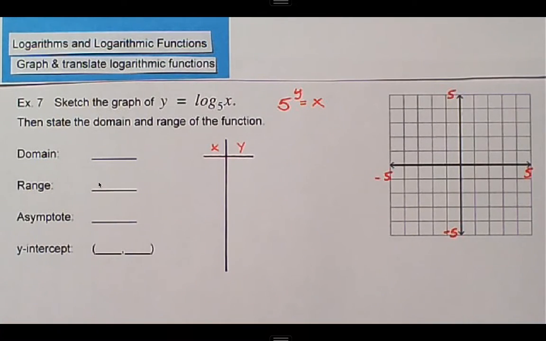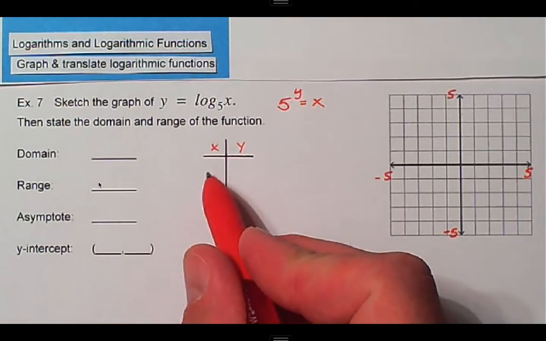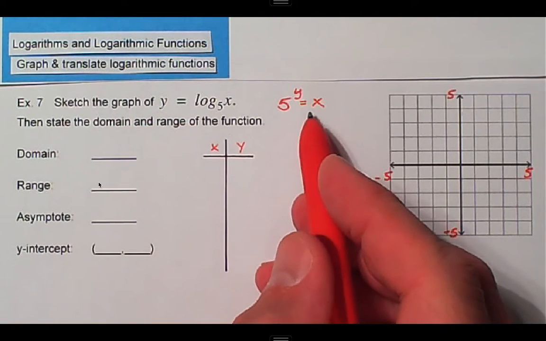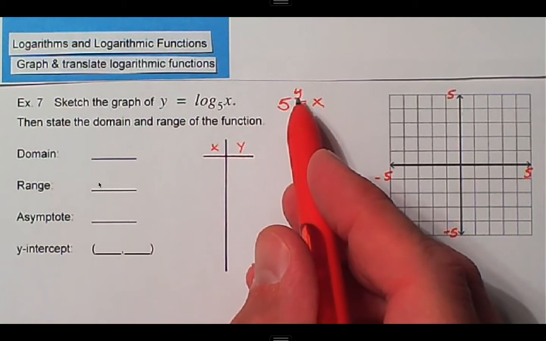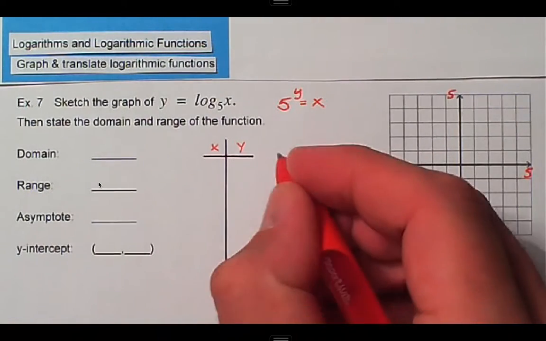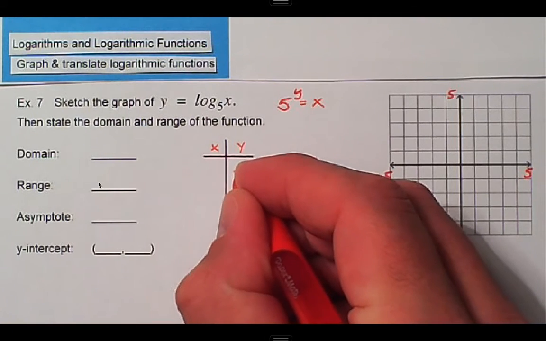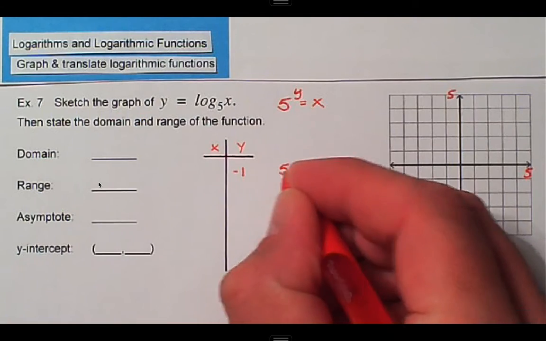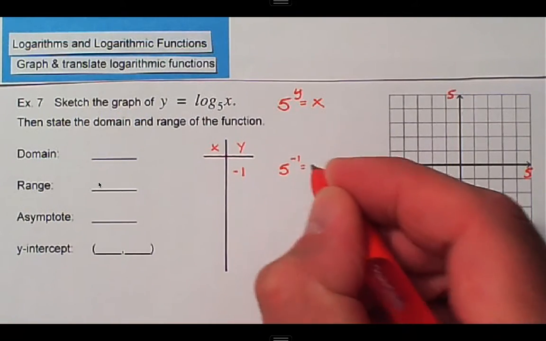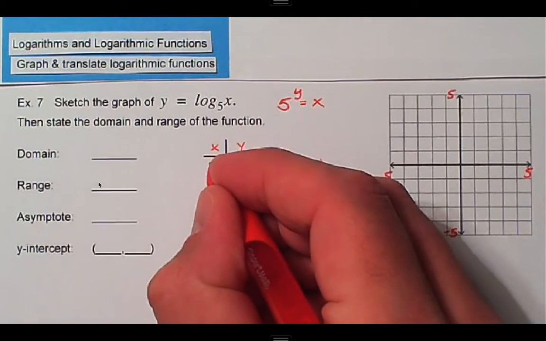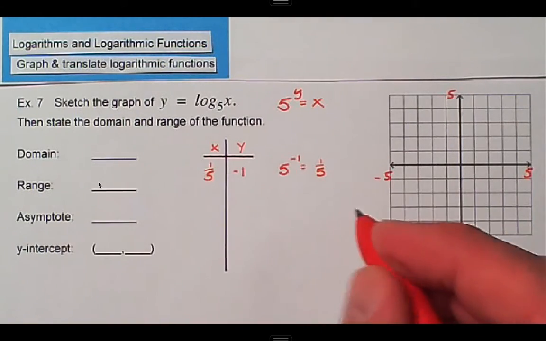And we're actually going to work backwards a little bit. So usually we start with the x variable to figure out the y, but now it's going to be a little bit easier to start with the y variable and find out what the x needs to be. So in this case, we're going to pick -1. So if we said 5 to the -1 power, well, 5 to the -1 power is 1/5. So the x value will be 1/5.